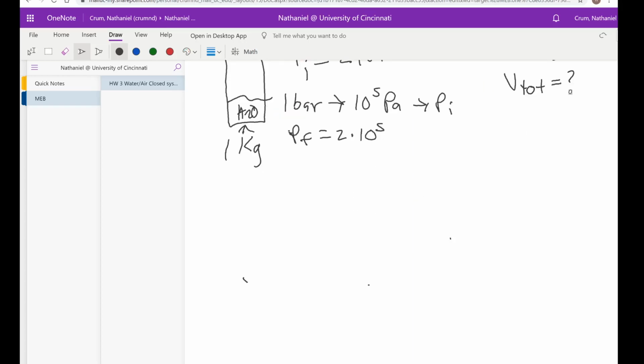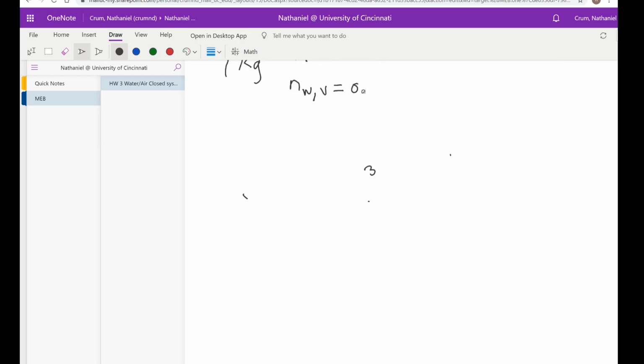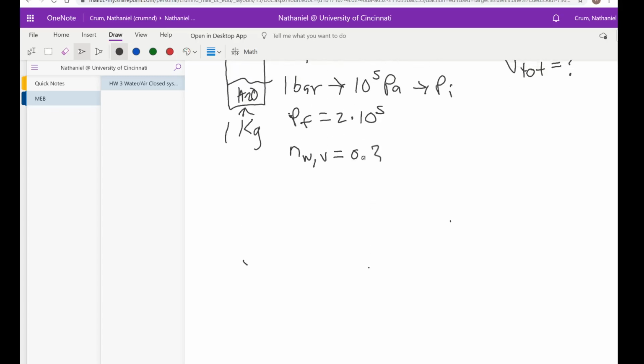Alright, so now that we have our unknowns written out, we actually have one more. We know that the moles of water in the vapor phase is equal to 0.3 moles.